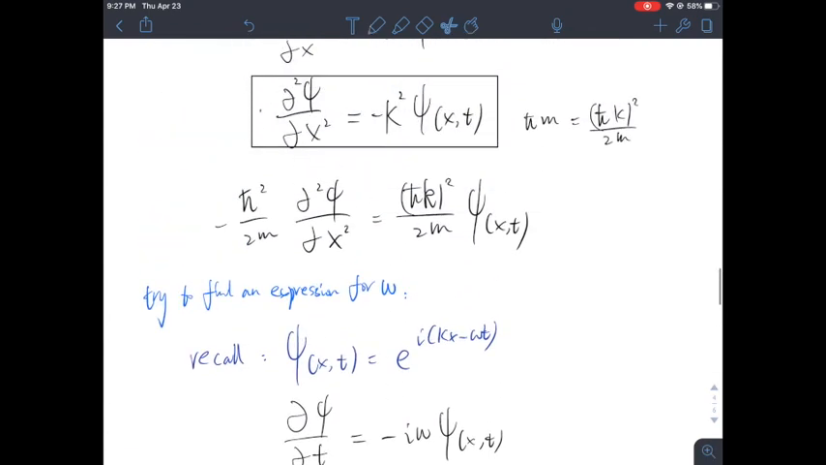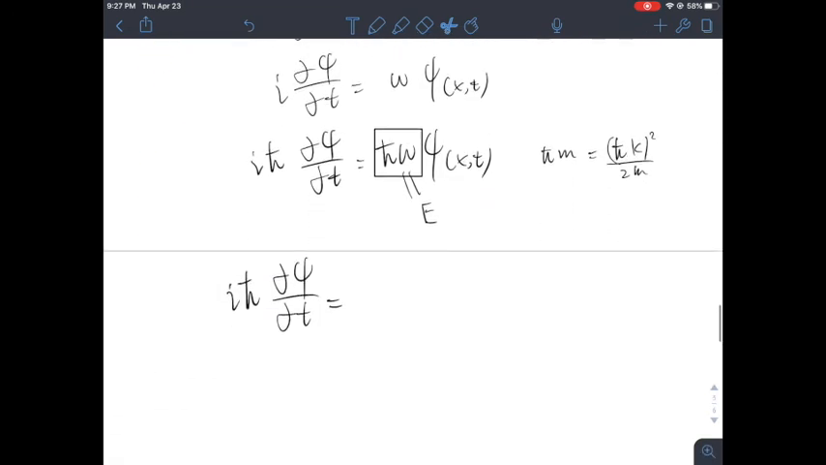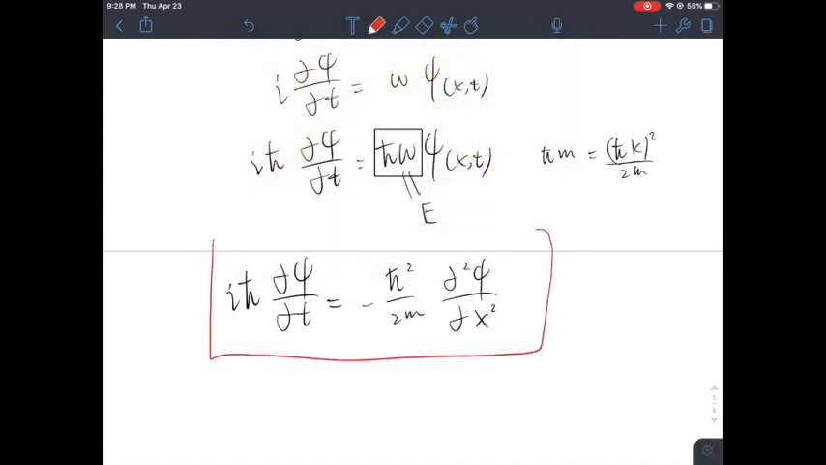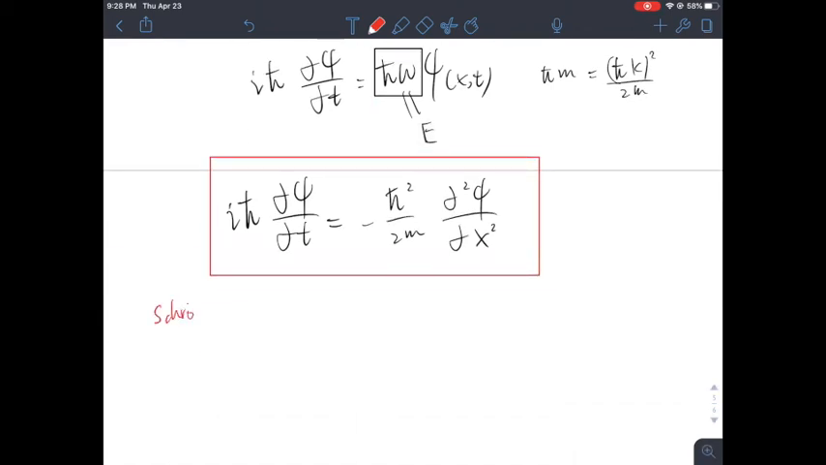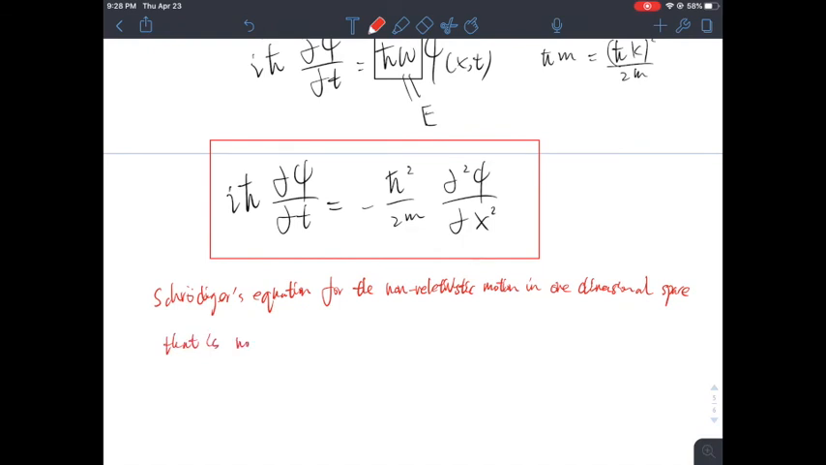i times ħ times the first derivative of our psi function is equal to negative ħ squared divided by 2m times the second derivative of our psi function. And that's our Schrödinger equation for one particle moving in one-dimensional space in non-relativistic form, not acted on by a force. It's a differential equation though. It's pretty cool.